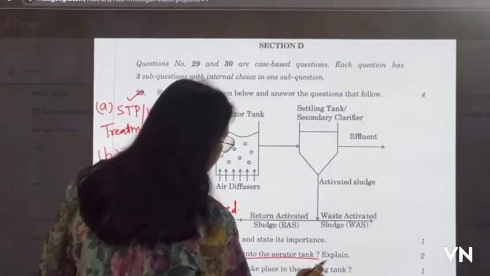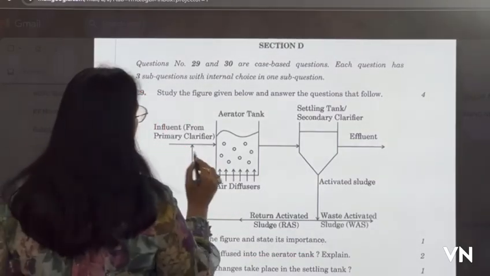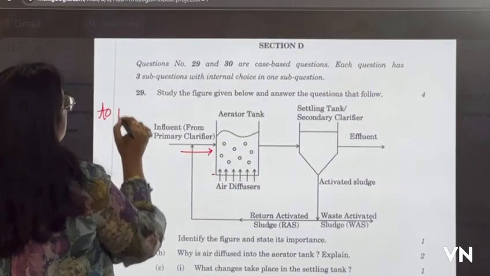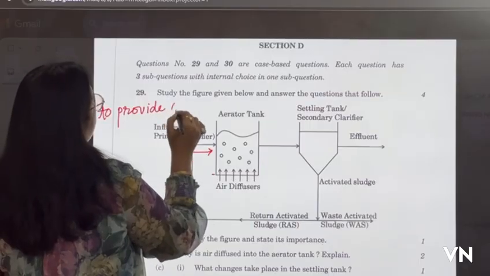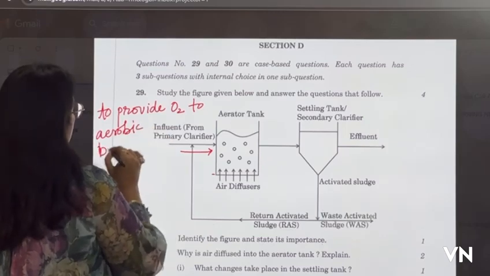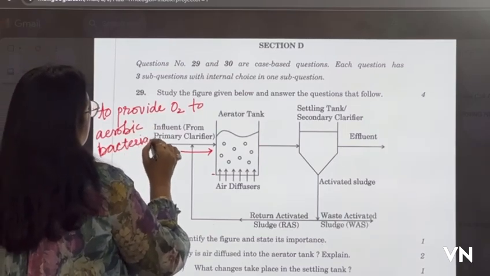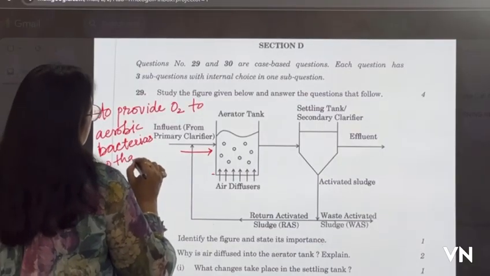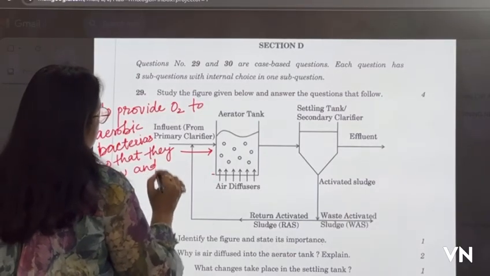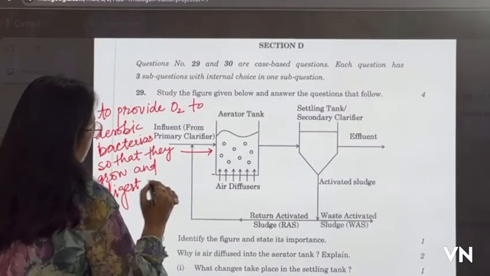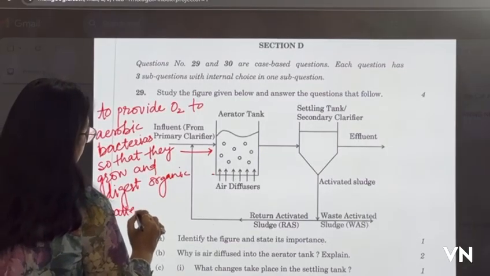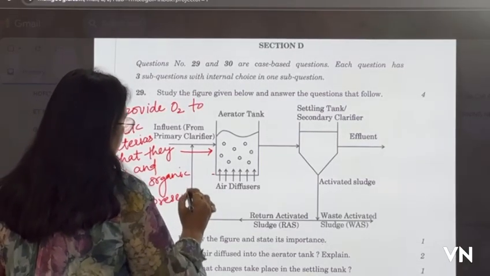Air diffused into the aerator tank. Explain. The air is diffused into the aerator tank to provide oxygen to aerobic bacteria so that they grow and digest organic matter present in the sewage or wastewater.